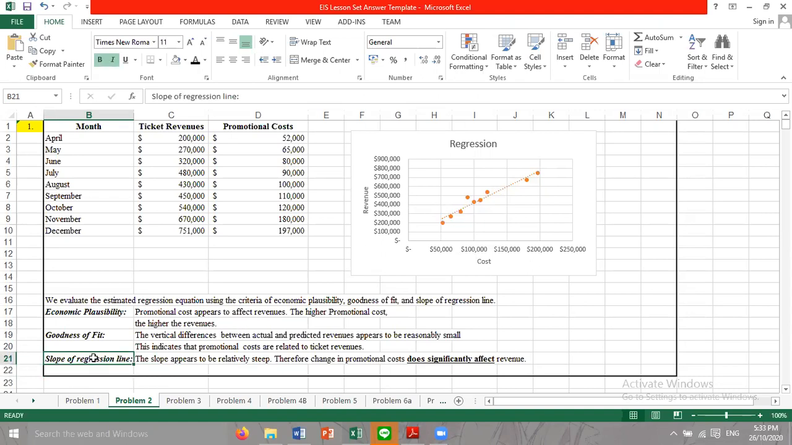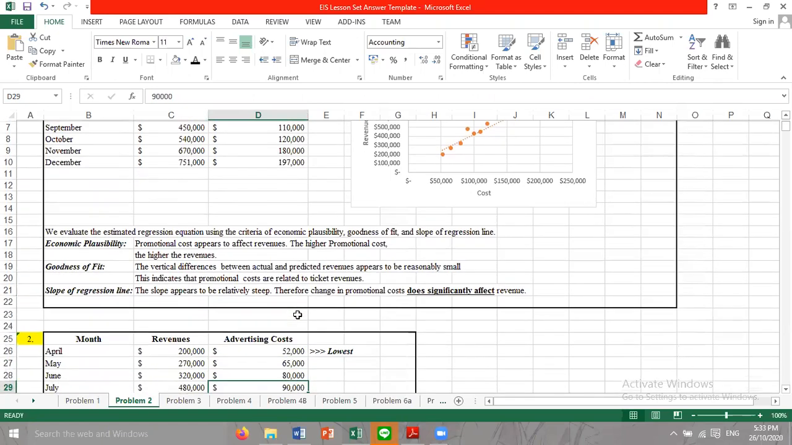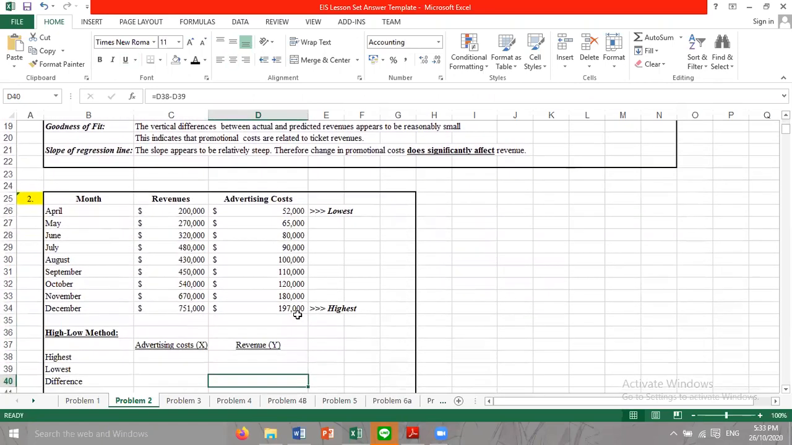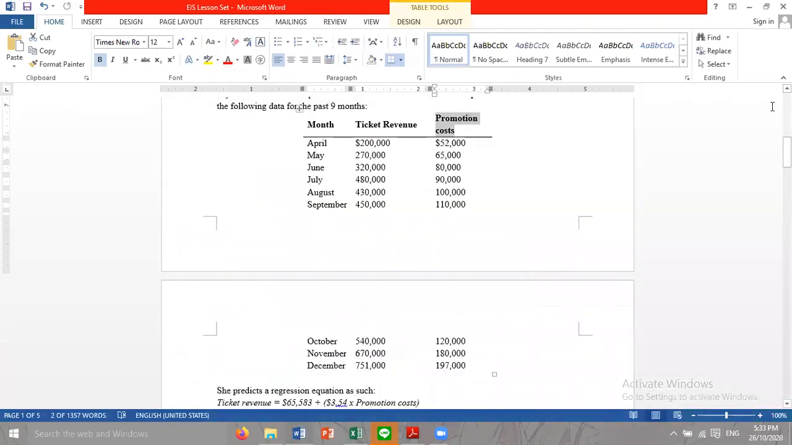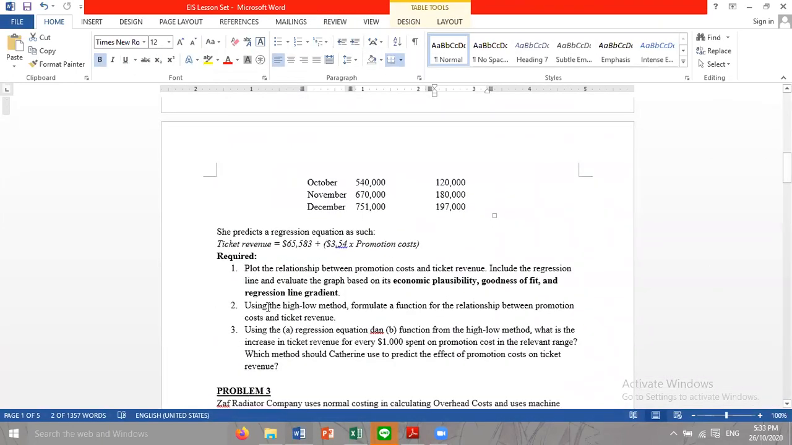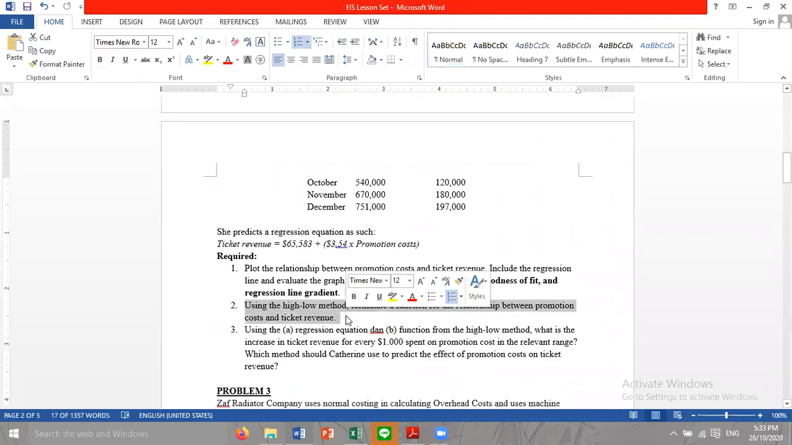So for the criterion slope of regression line, we can say that the slope appears to be relatively steep. Therefore, change in promotional cost does significantly affect revenue. So that's for the first problem. For problem 2, the first question: using the high-low method, formulate a function for the relationship between promotional costs and ticket revenue.